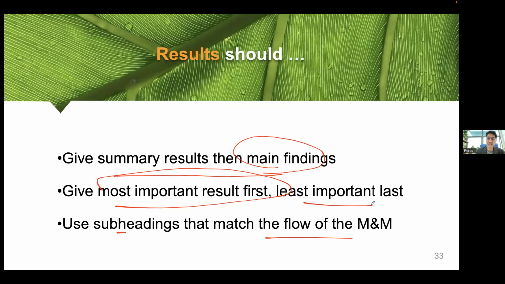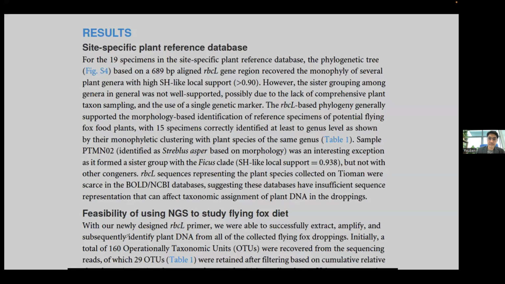For results, there's no such thing as saving the best for last. Try to mention the most important things first, all right? Highlight that first, because people want to see that. So again, subheadings are so important, so use those, and as much as possible, try to align subheadings with the materials and methods, so it has a nice flow, so people can match. Okay, this is what your methods were, these are your results, and it's easier for people to read.